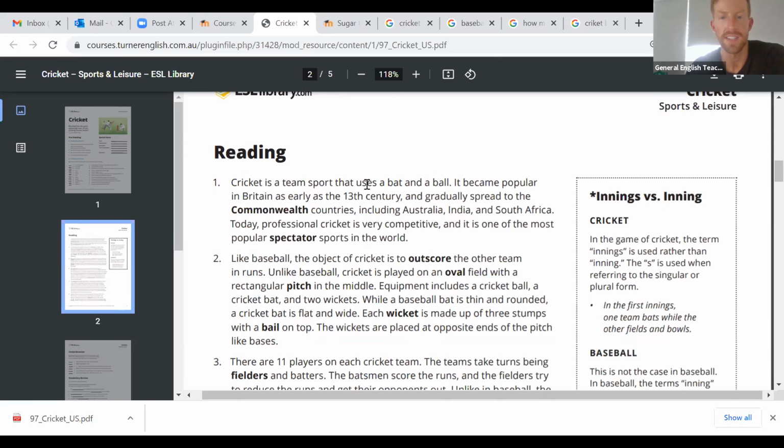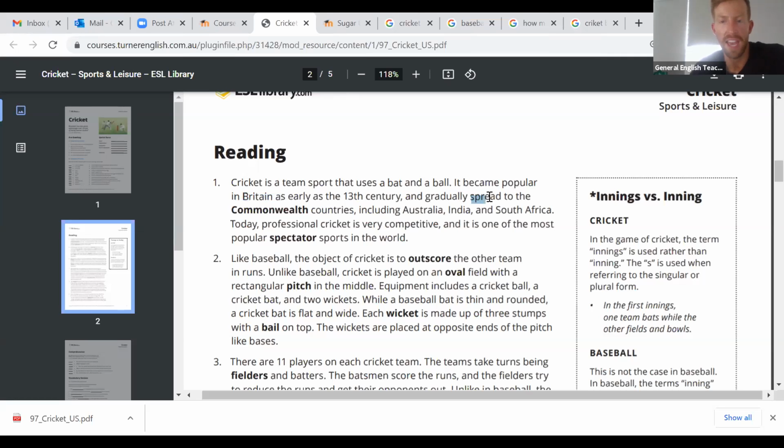So guys, we said a bat was the thing that you, what do you do with a bat? You hit something, right? The ball. Like a baseball bat, cricket bat. And we have the ball. Okay. So Britain is where? What's another word you can say for Britain? UK. What's the capital of Britain? London. Yeah. Okay.